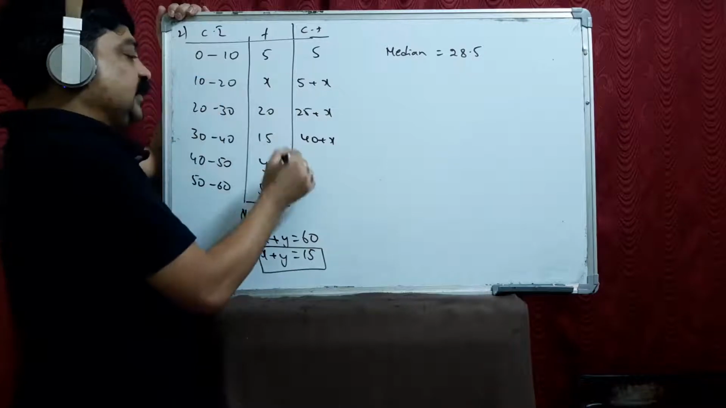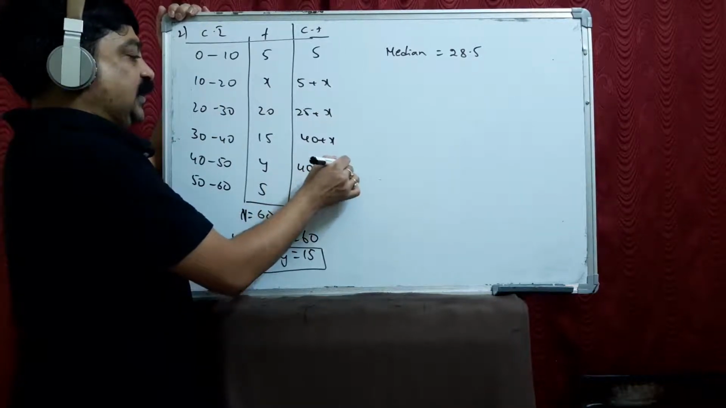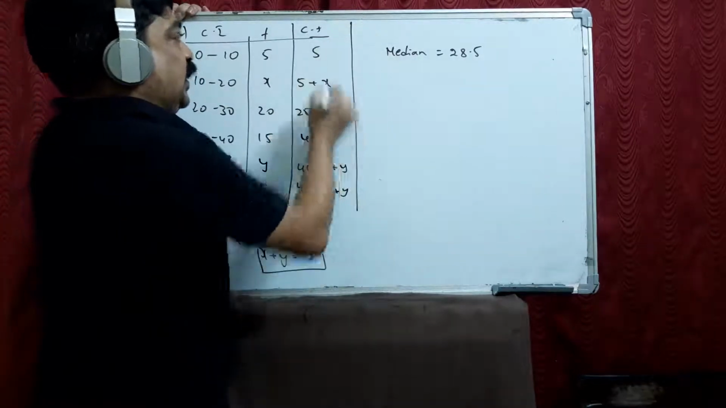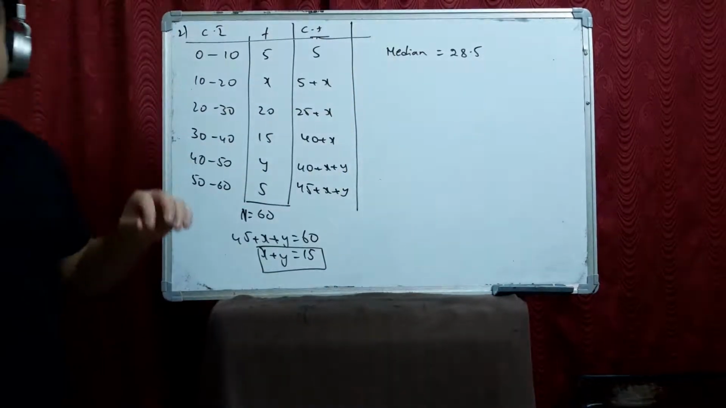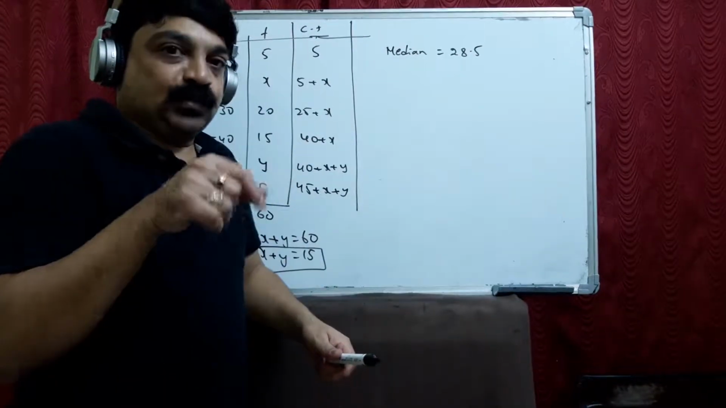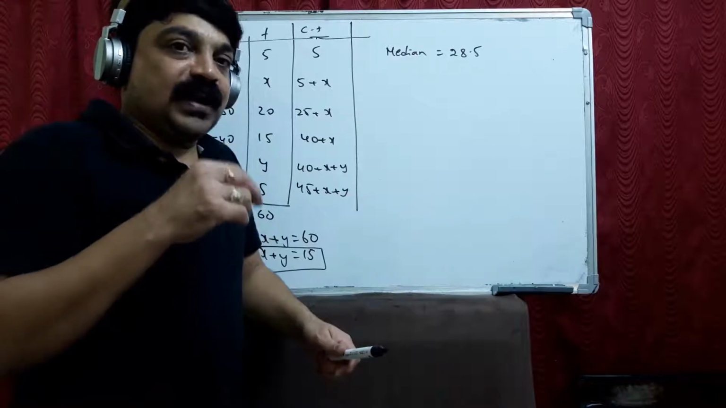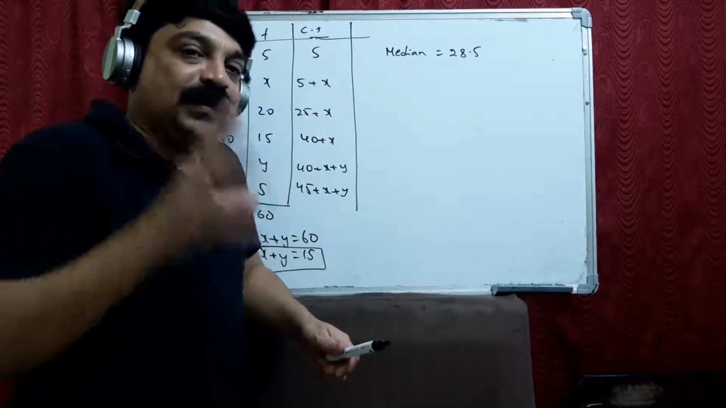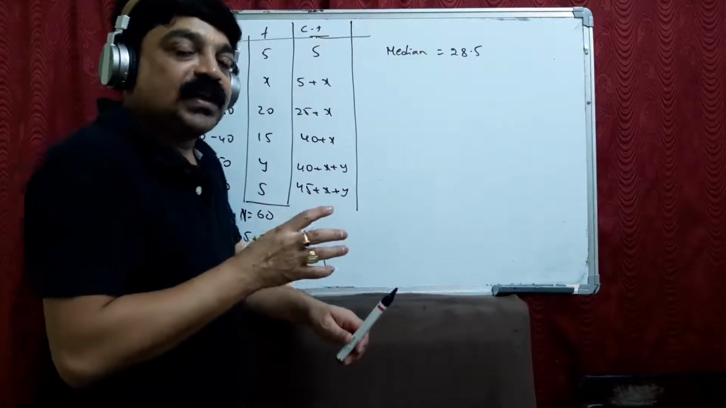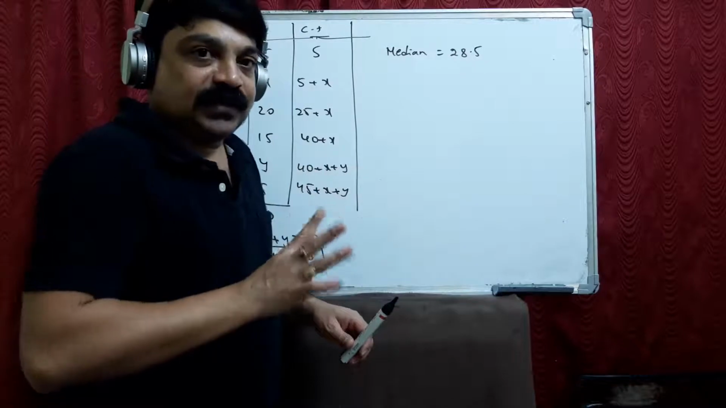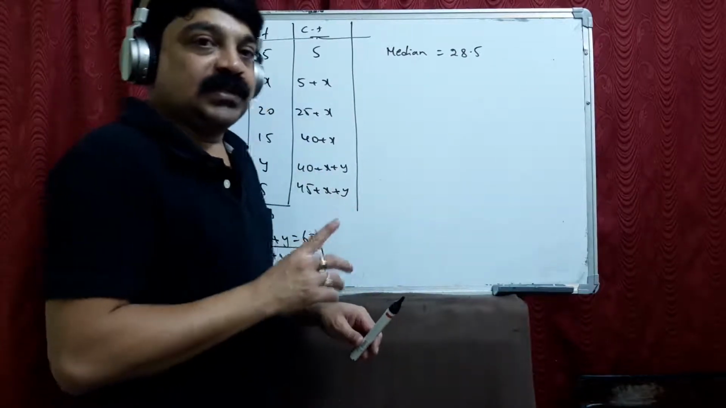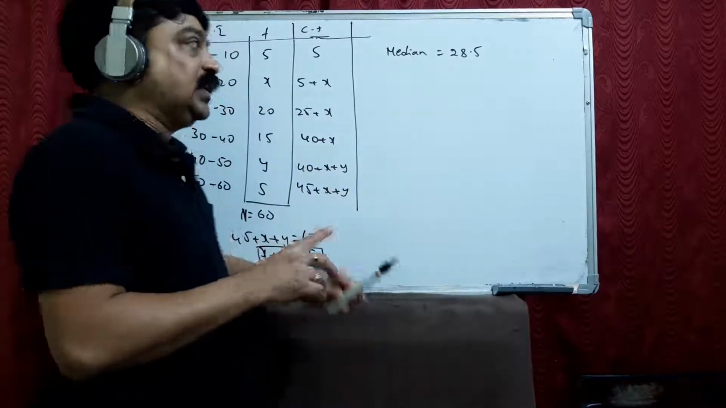Next add this, 40 plus x plus y. Next add this, 45 plus x plus y. Now how to take the median class here? Usually we take the median class using n by 2, where the cumulative frequency value just exceeds n by 2. But when unknowns are given, be careful, you are not supposed to choose the median class like that. When unknowns are given, the median class is chosen using the value of median.